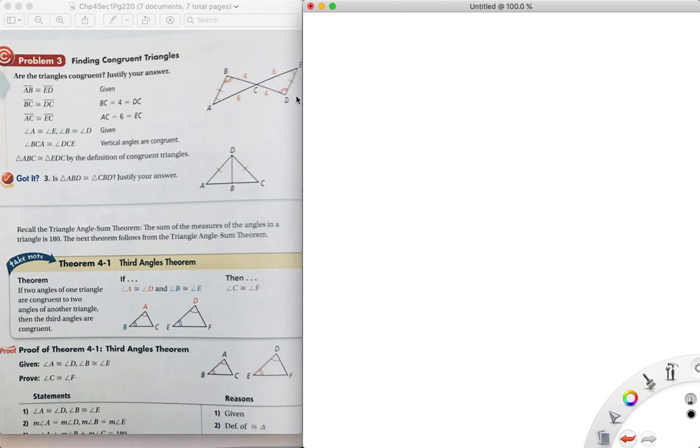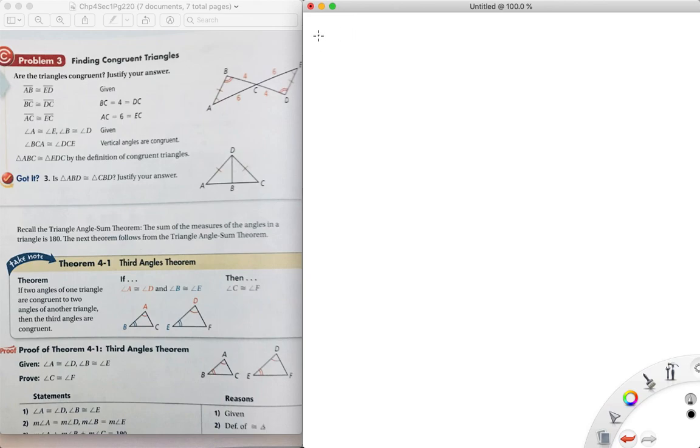Corresponding angles: A is congruent to E, given in the photo, B is congruent to D, and then I can say that angle BCA is congruent to angle ECD because they're vertical angles. So I have 3 pairs of corresponding angles congruent and 3 pairs of corresponding sides congruent. That's enough to say that the triangles are congruent. And the reasoning is the definition of congruent triangles, or definition of congruent figures.